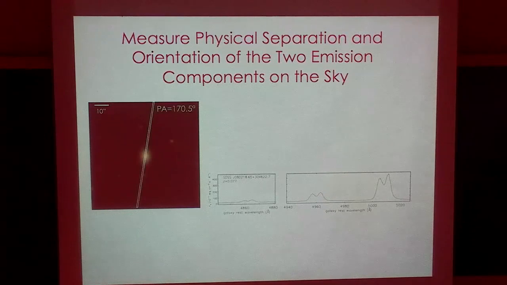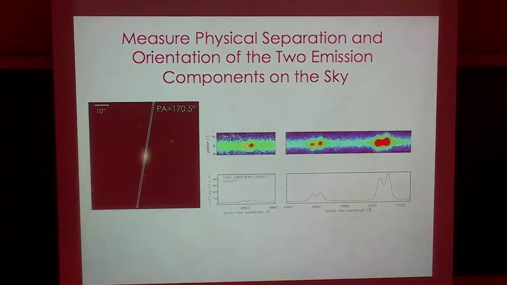So what we do is we lay down the first slit along the long axis of the host galaxy, and that gives us a 2D spectrum that looks like this. So here are the two emission components corresponding to the double peaks. We can measure the spatial separation along the slit, call that X1.